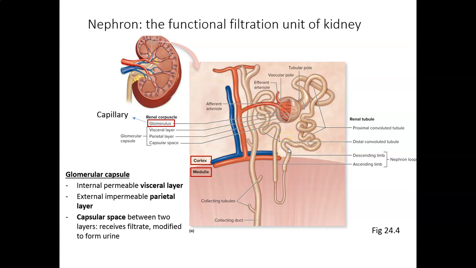We're going to go through this process one by one, but that's the basic understanding. The glomerulus is a blood vessel, a capillary vessel, and the glomerular capsule is the filtration unit.